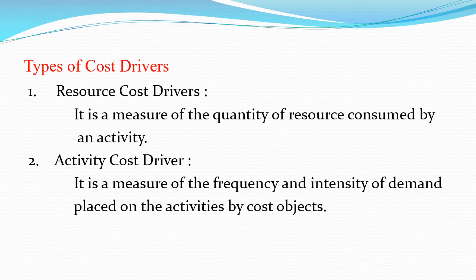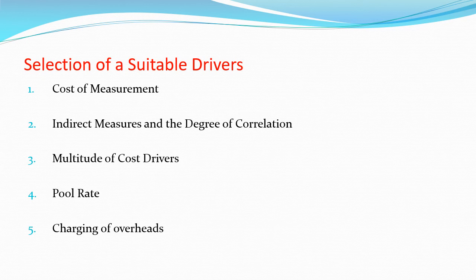And the second, activity cost driver. It is a measure of the frequency and intensity of demand placed on the activity by cost objects. It is used to assign activity cost to the cost object consuming the activity. These are the types of cost driver. After learning types of cost driver, we need to learn selection of a suitable driver.